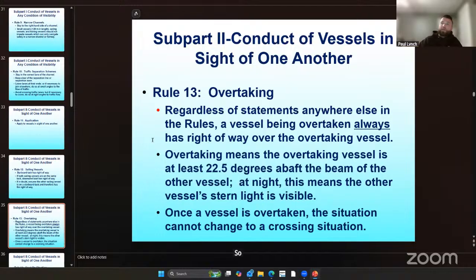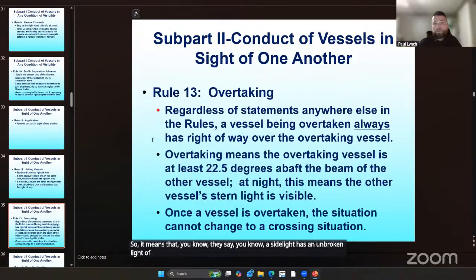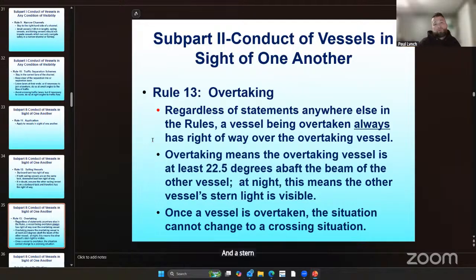So overtaking. I mentioned a little bit about this in the previous class. Overtaking is when you're 22 and a half degrees abaft the beam of another vessel. So at night, you would only be able to see the vessel's stern light, neither side lights. Now, how do they come up with 22 and a half degrees abaft the beam? A side light has an unbroken light of 112 and a half degrees, and a stern light has an unbroken light of 135.